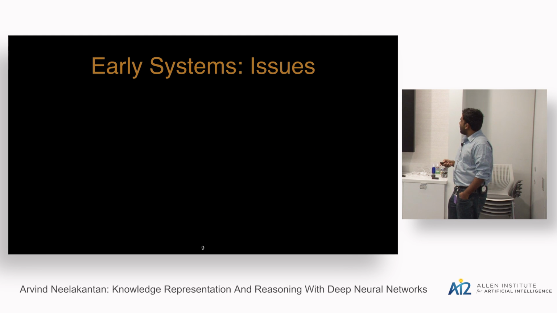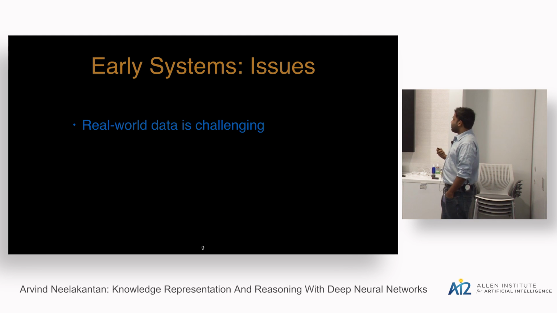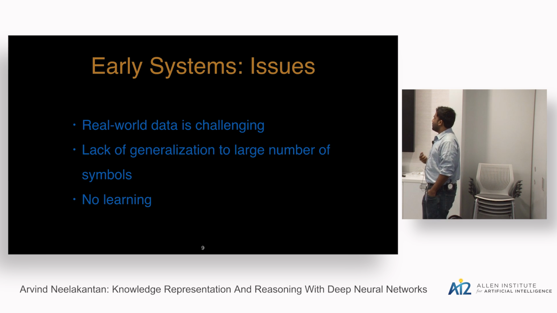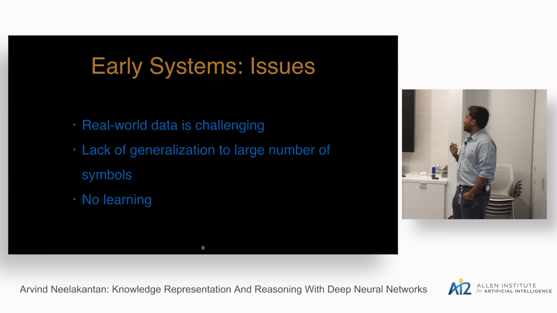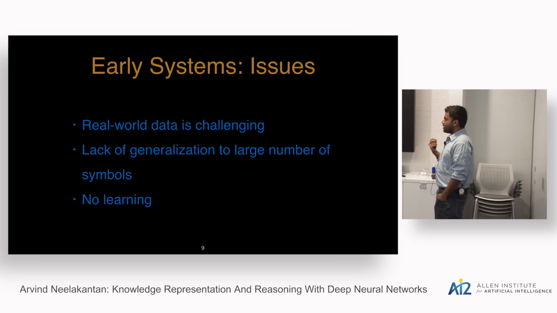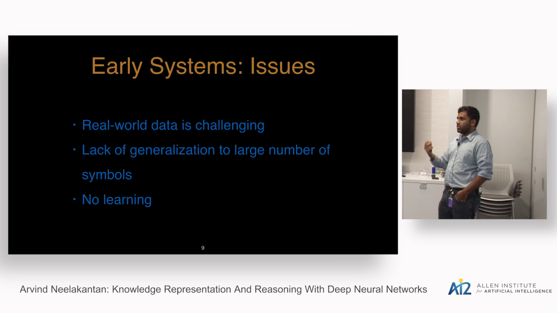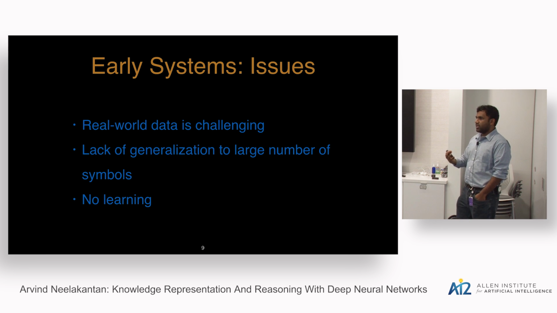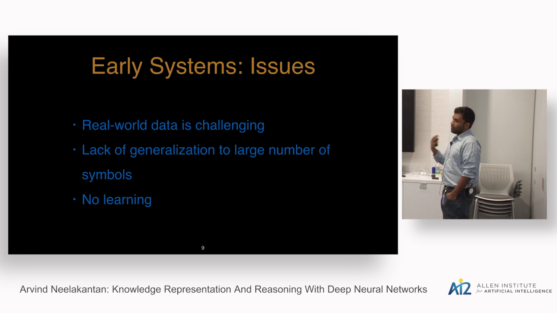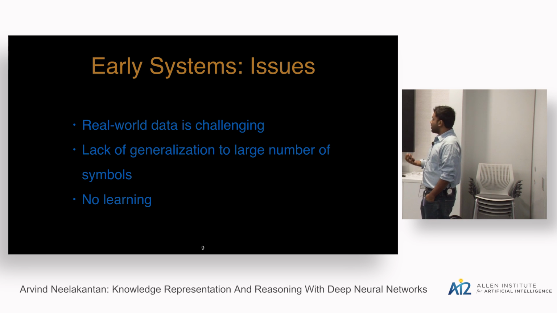Okay, and the really old systems are not really suitable for these kinds of problems. Handling real-world data is challenging with these systems because they are manually programmed, and it's hard to cover all the corner cases. And when you have symbolic systems, it's hard to generalize to a large number of symbols because each symbol is treated independently, which means that covering all the symbols is again a challenge. And the very early systems had no learning component, which means that when you move to a new task, you almost start from scratch.